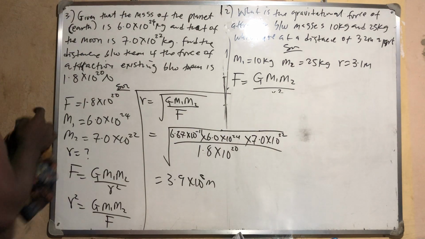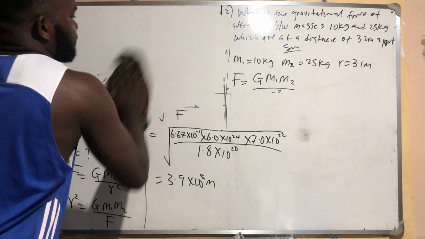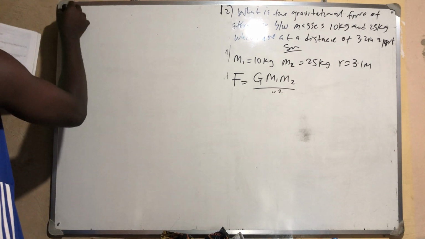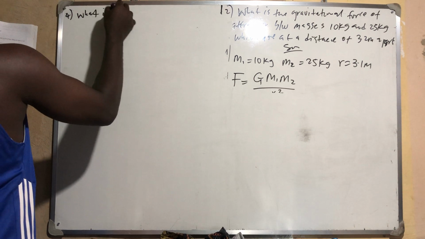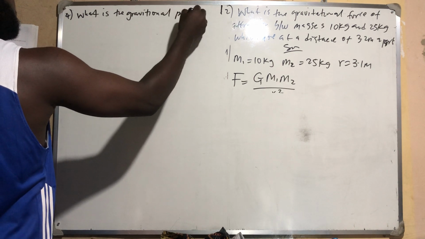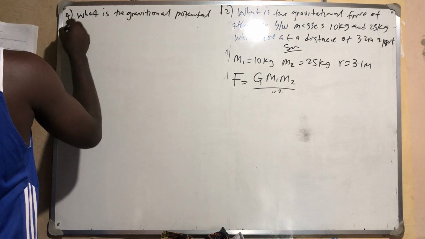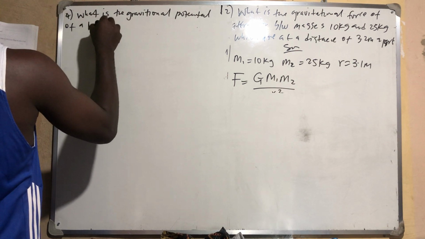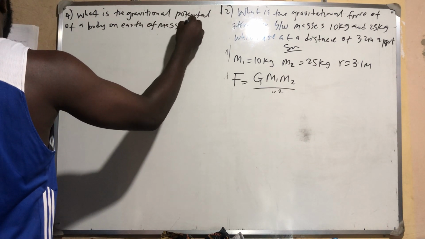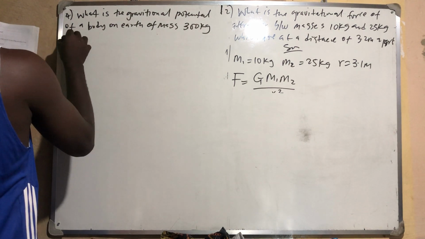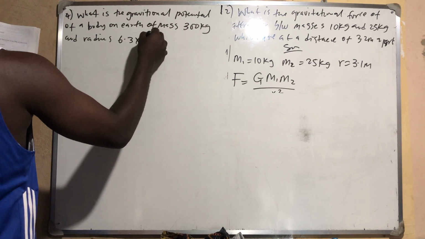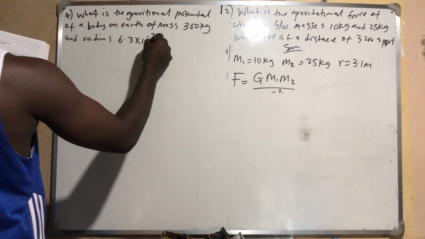Okay, so the next question, question number 4, says: what is the gravitational potential of a body on Earth of mass 300 kg and radius 6.3 times 10 raised to power minus 3 meters.